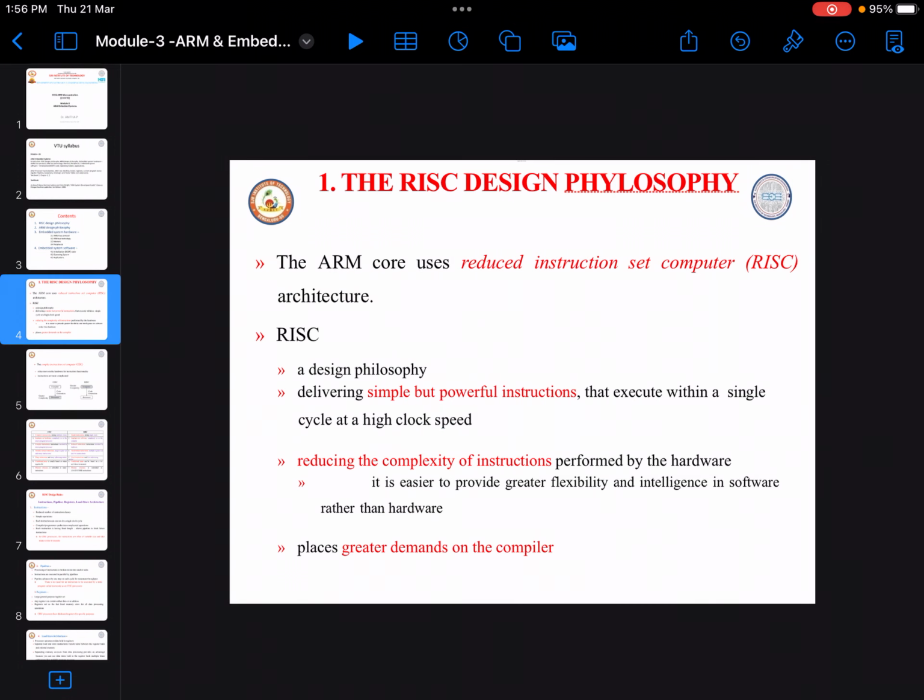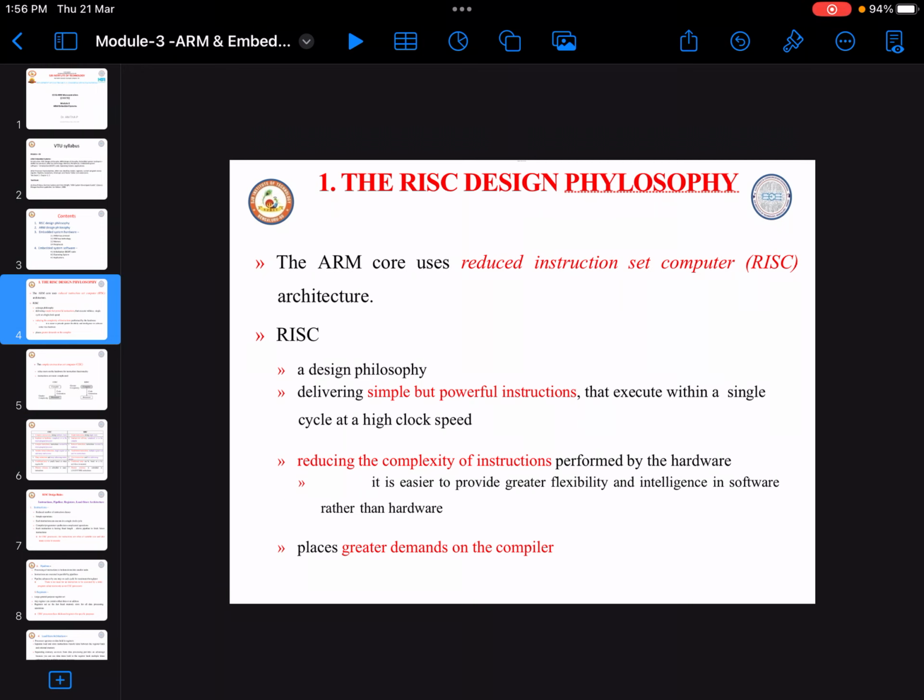So coming to ARM, as we all know, ARM is nothing but Advanced RISC Machine. So it uses a RISC architecture, which is nothing but reduced instruction set architecture. ARM is a RISC design, uses a RISC design philosophy, and delivers simple and powerful instructions which can be executed within a single cycle at a high clock rate.